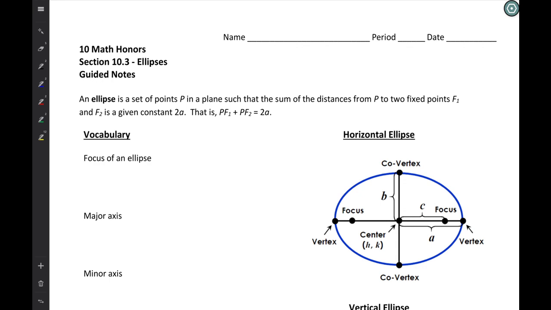So an ellipse is a set of points P in a plane such that the sum of the distances from P to two fixed points, F1 and F2, is a given constant 2a. That is, the line segment distance PF1 plus PF2 is equal to 2a. And that's consistent throughout all of it.